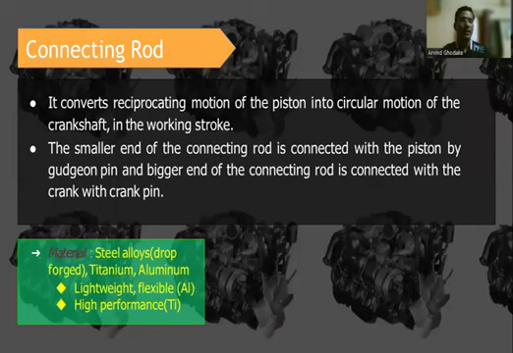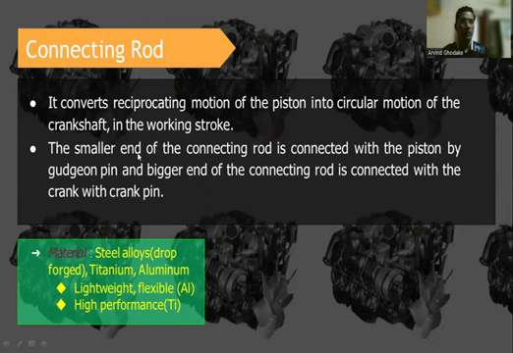Next part is the connecting rod. It converts the reciprocating motion of the piston into the circular motion of the crankshaft during the working stroke. The smaller end of the connecting rod is connected with the piston by the gudgeon pin, and the bigger end is connected with the crank by the crank pin. So this is the use of the connecting rod: it converts the reciprocating motion of the piston into the rotary motion of the crankshaft.